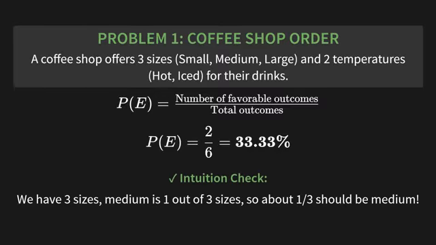This makes perfect intuitive sense. We have 3 sizes, and medium is just one of them. So, naturally, about 1/3 of all orders should be medium. Here's what's really important. Sample spaces need to contain complete outcomes. Every element has to fully describe what happens in the experiment. You can't just say medium. You need medium hot or medium iced, because both the size and temperature matter.